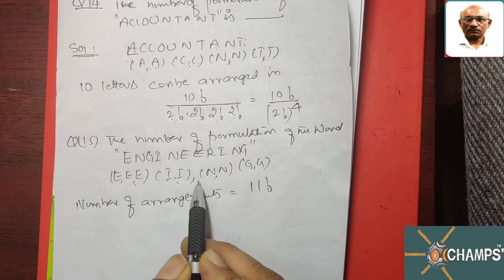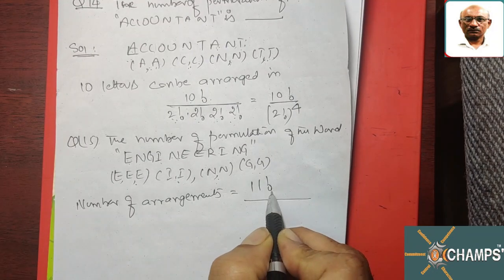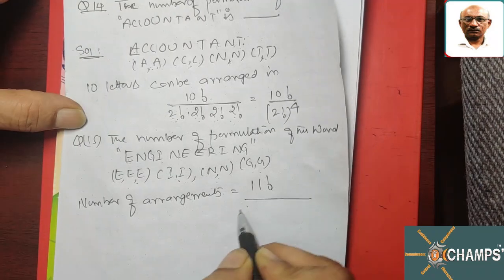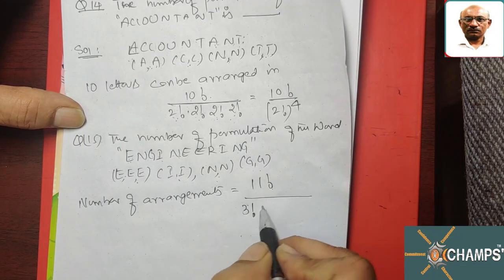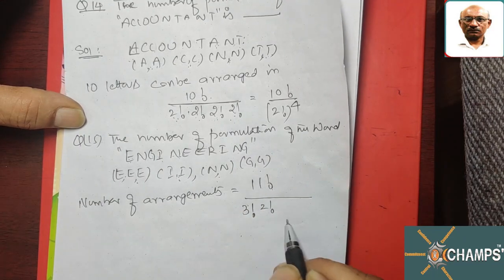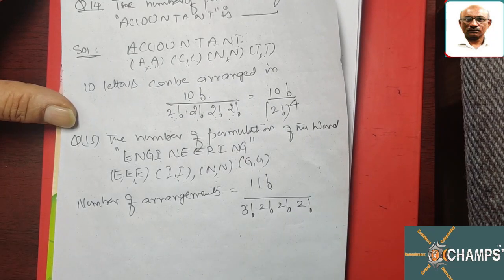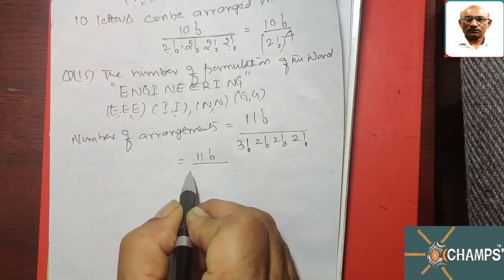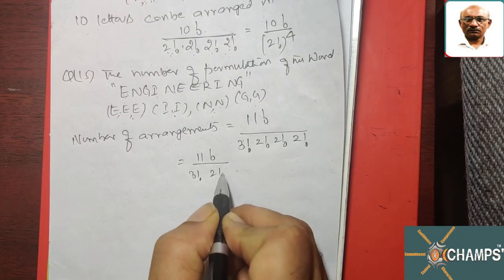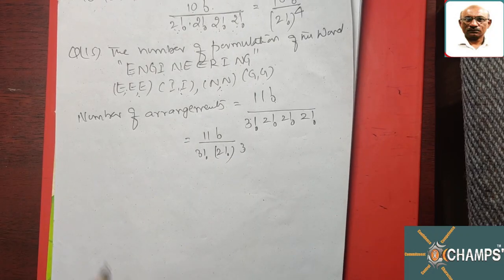But there are some letters which are repeated. So to avoid the double counting, this 11 factorial is divided by 3 factorial. Why? E is repeated 3 times. I is repeated 2 times, so 2 factorial. N is repeated 2 times, so 2 factorial. G is repeated 2 times, so 2 factorial. This is equal to 11 factorial by 3 factorial into 2 factorial whole cube. This will give you the number of arrangements after eliminating the double count.